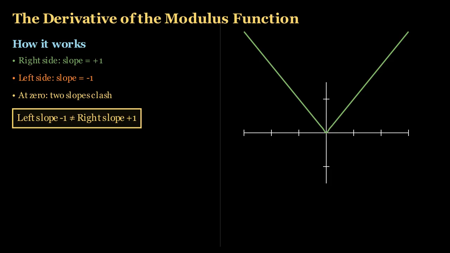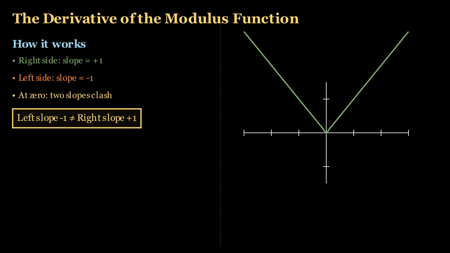Let's solve a concrete problem. Imagine a toy car moving along a straight track. Its distance from a marker at time t seconds is given by the absolute value expression, distance equals |t - 2| meters. This is just our V-shape shifted 2 seconds to the right. What is the car's speed at t equals 1 second?